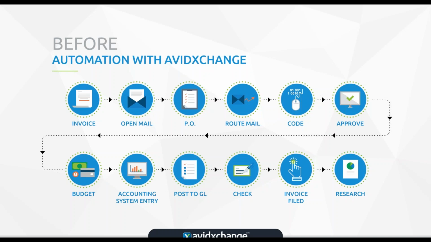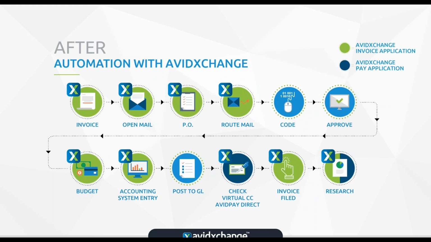So life before Avid, this is probably what your typical AP process looks like. Again, you're receiving a lot of manual invoices, opening email, opening the mail, you're going through manual PO approval processes, and then once it's approved, then you're cutting checks. If you see here now, this is where all the places where AvidXchange can change that process.